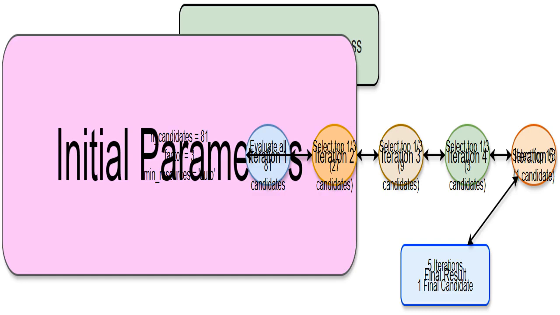I'm setting up the hyperparameter search using HalvingRandomSearchCV. I'll start with 81 candidate parameter combinations, reduce that number by a factor of 3 after each iteration, and let the algorithm automatically decide the minimum data needed for each evaluation.